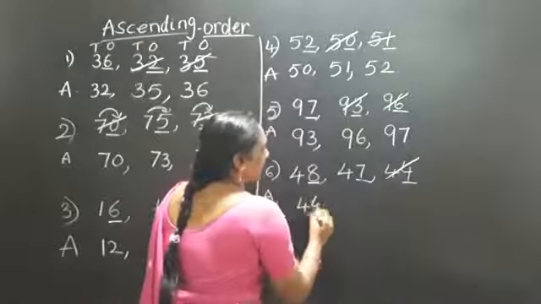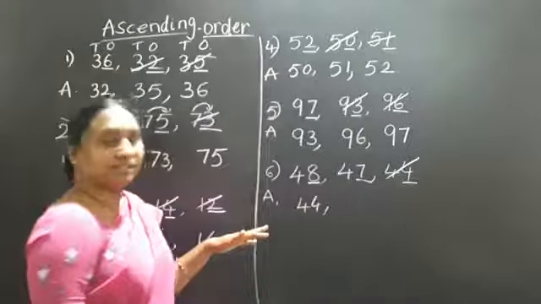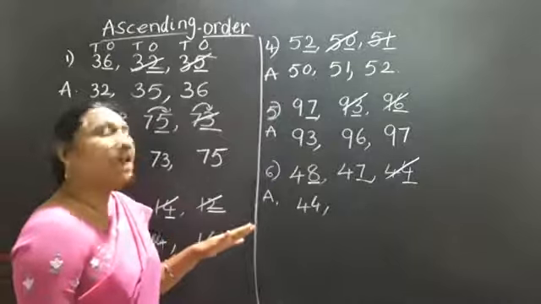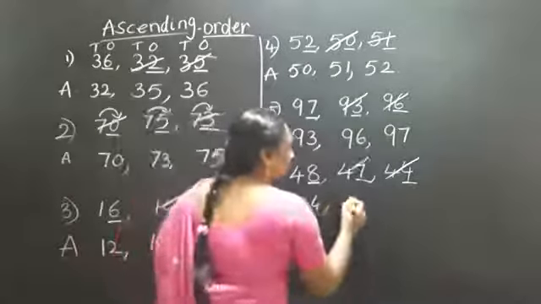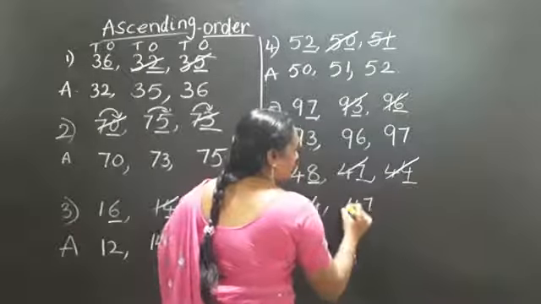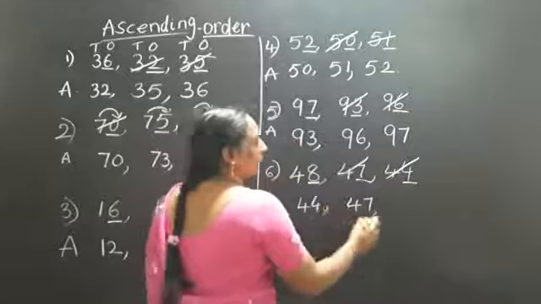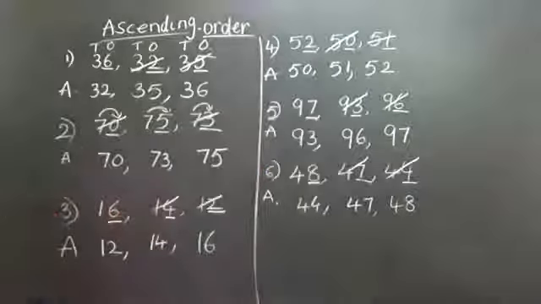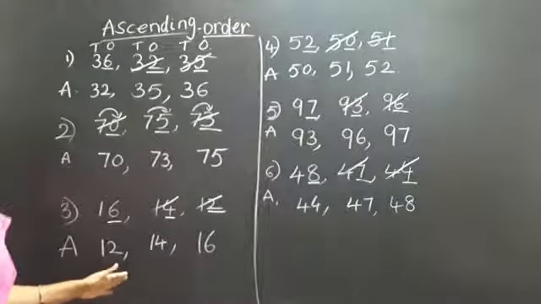Right beside the margin. Is 5 there? No. Is 6 there? No. Is 7 there? Yes. Cut the 47 right beside 44. Remaining number is 48. Okay, children, did you understand how to do ascending order?